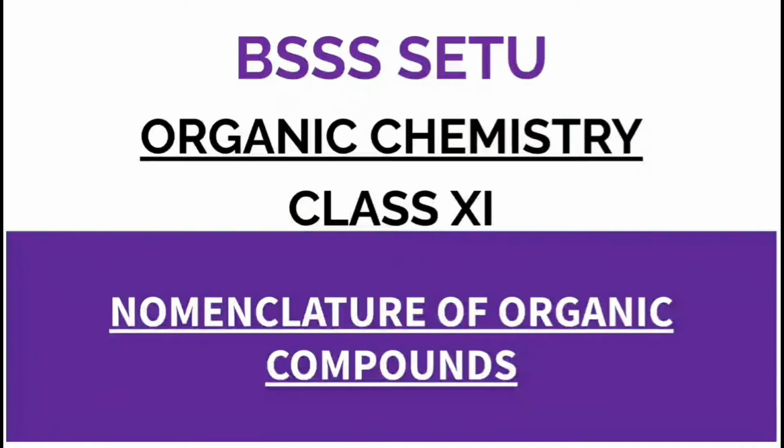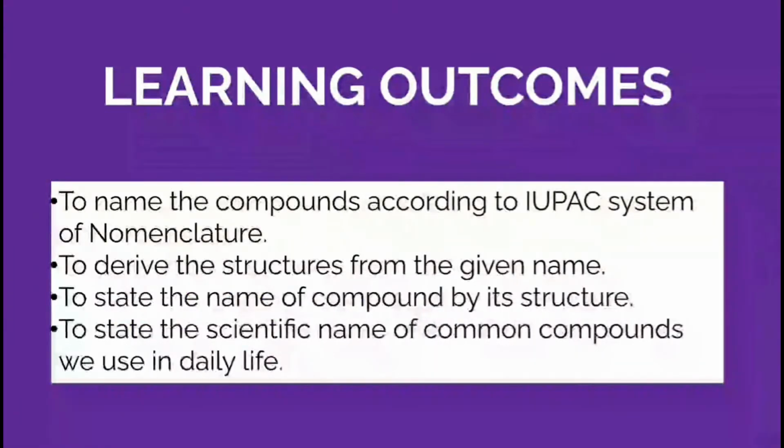Let us discuss the learning outcomes of the lesson first. In this lesson, we will be able to name the compounds according to the IUPAC system of nomenclature. We will be able to derive the structure of compounds from the given name. We will be able to state the name of the compound from its structure, and we will be able to state the scientific name of common compounds we use in daily life.